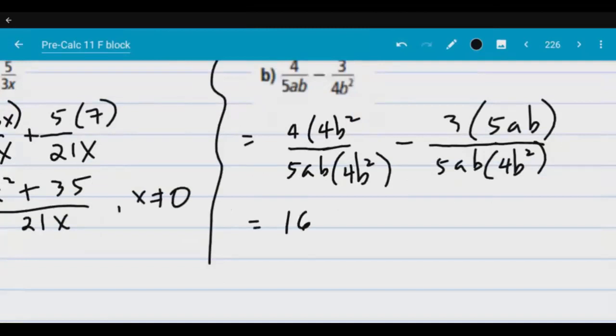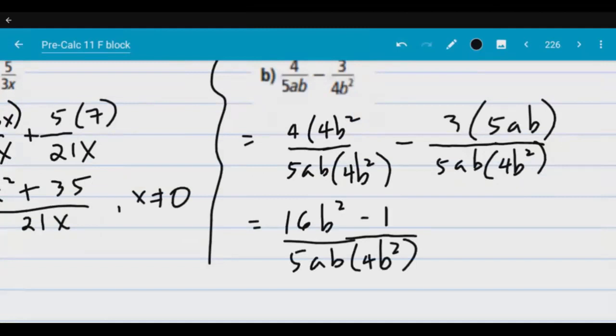Let's simplify. 16b squared all over 5ab. Now, if you're wondering why I am not multiplying or simplifying the denominator, it's because chances are I will have to cancel out something, so why waste my time? All right, minus 15ab.